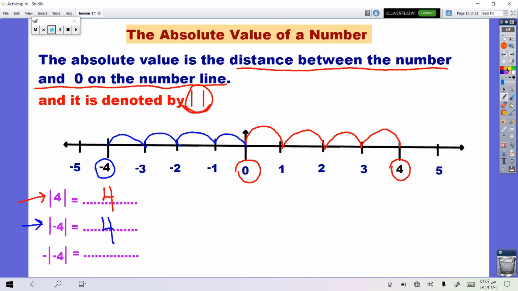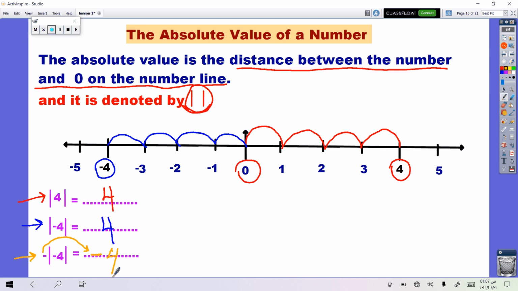What if we have a negative sign outside the absolute value, like negative absolute negative 4? In this case, we will keep the negative sign which is outside the absolute value as it is, and then find the absolute negative 4. It will be equal to 4.